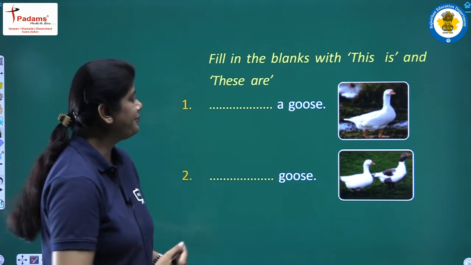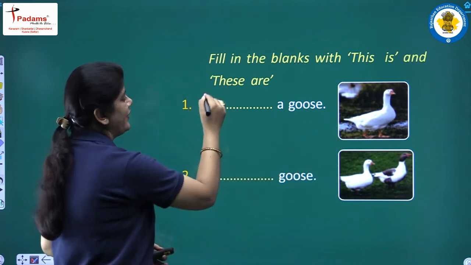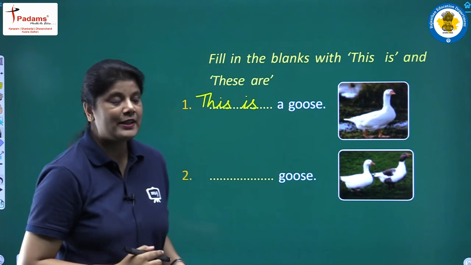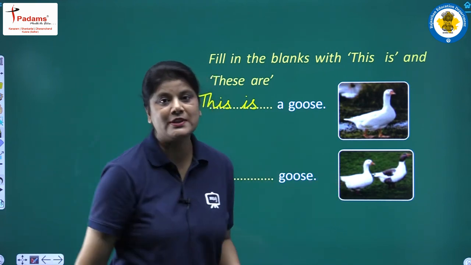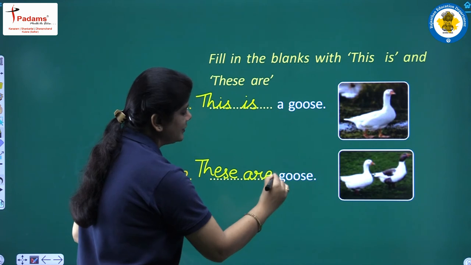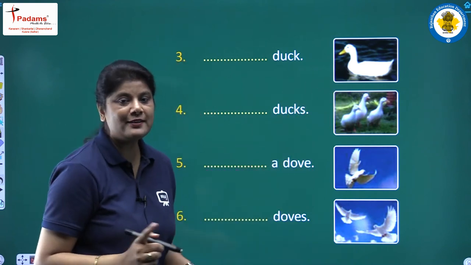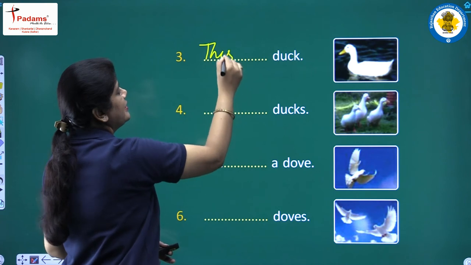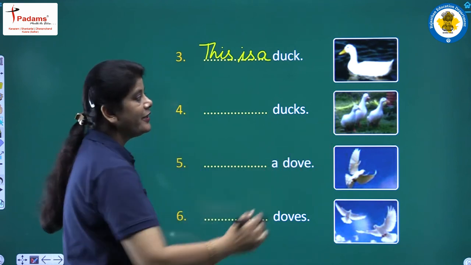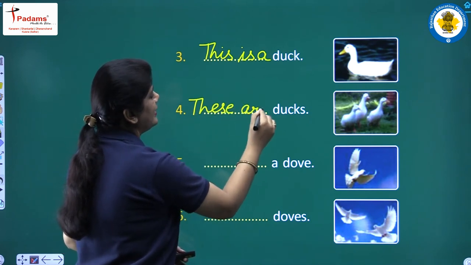So let us start. Dash a goose. Only one goose is there. So we will write this is a goose. In the next picture we have two geese. So we will write here these are geese. See next, this is a single duck. So we will write here this is a duck. And see in this picture there are three ducks. So we will write these are ducks.